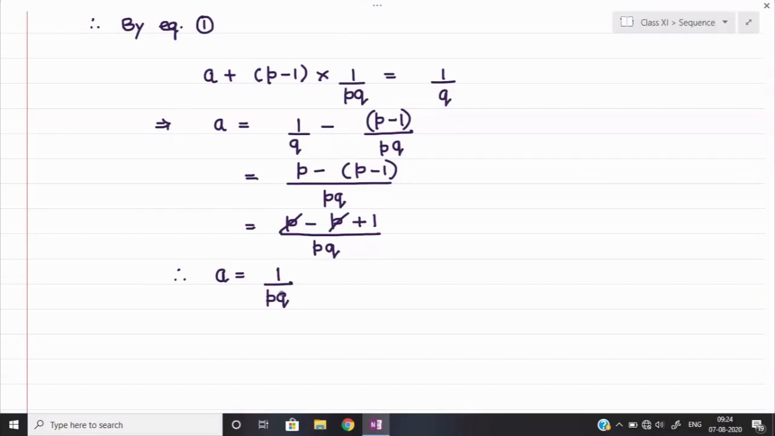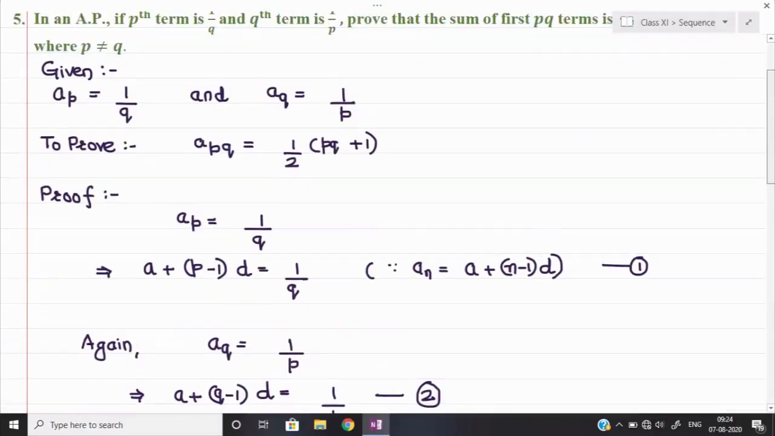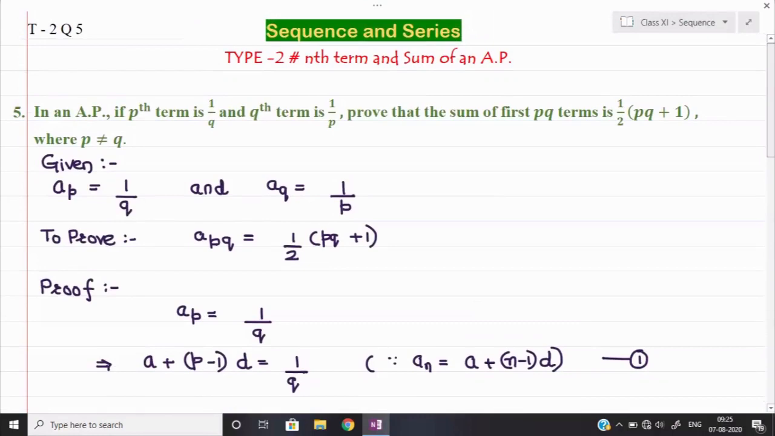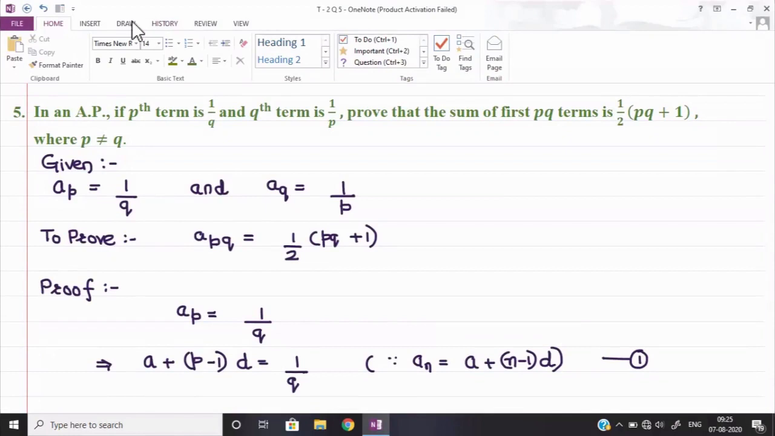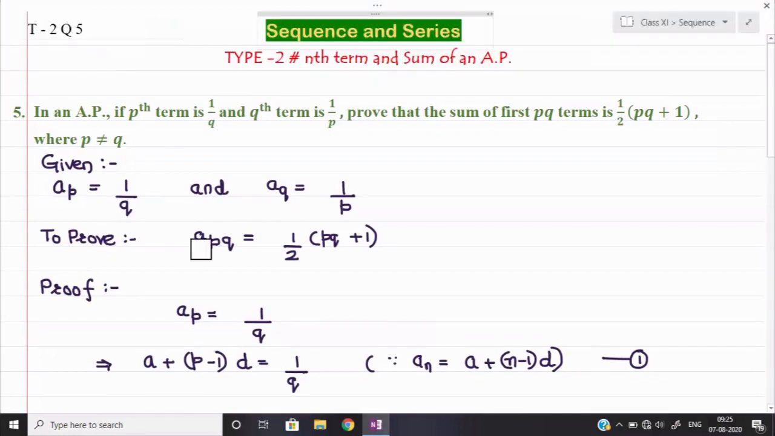So now let us focus on the sum of pq terms. Now see what they're asking. Sorry, here I think I have mentioned it wrong. I have written a pq, it should be sum of pq terms. So we shall correct it now. This will be sum of pq terms. Okay, so sorry for this, it will be sum of pq terms is equal to half of pq plus 1. Okay, so let us find out the value of sum of pq terms.